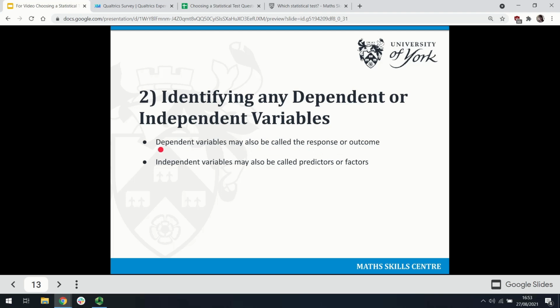just in case you've been studying stats before, and you can hopefully relate to it. I'm going to use the term dependent variable, but you might have heard it called a response variable or an outcome variable or just an outcome before. It's the same thing. Also, I'm going to talk about an independent variable, but you might have come across an independent variable being called a predictor or factor.